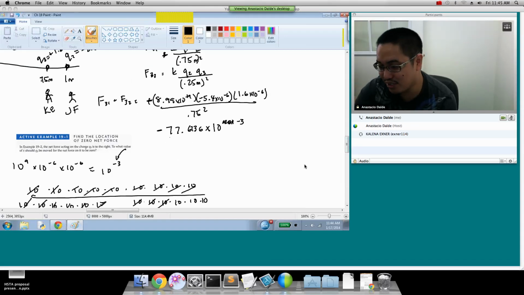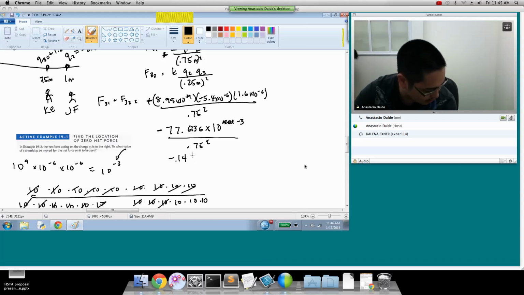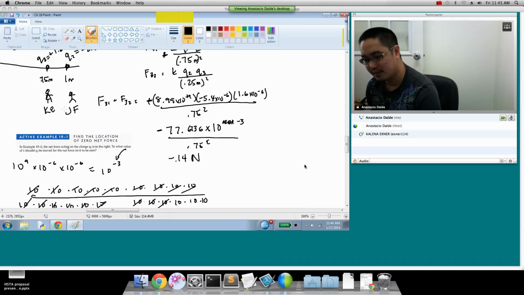All right, so what you do is you divide this by 0.75 squared, and then you plug that into your calculator, and your answer ends up coming out to be negative 0.14 newtons. So what's the reason why we're using the 0.75? Because that is the distance that Channing Tatum is away from us.